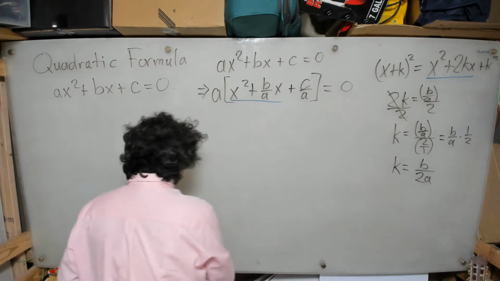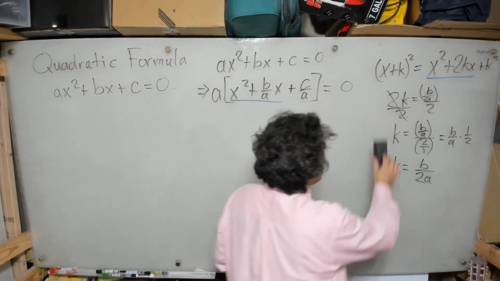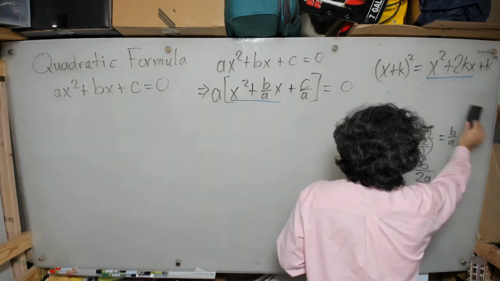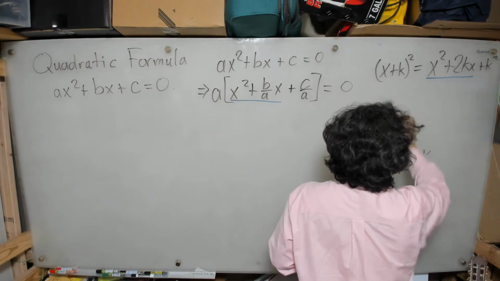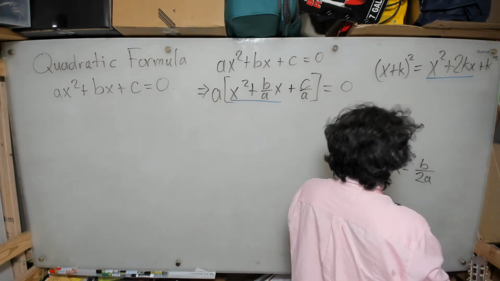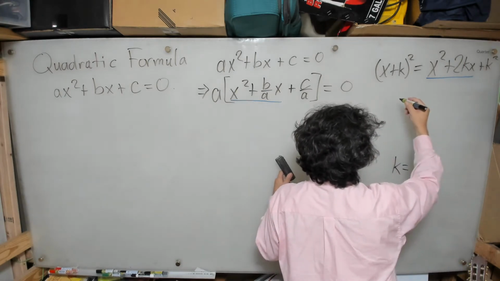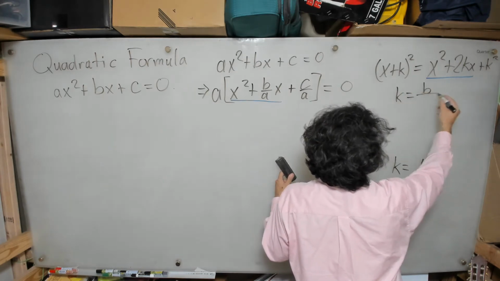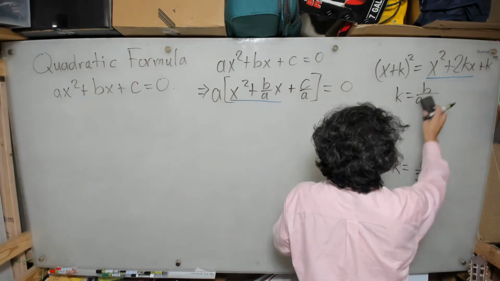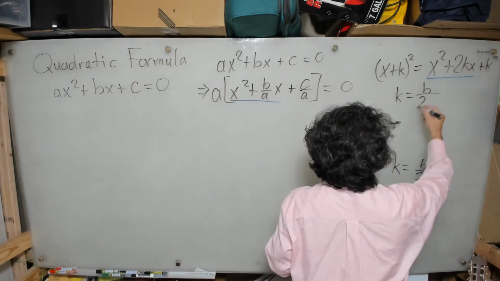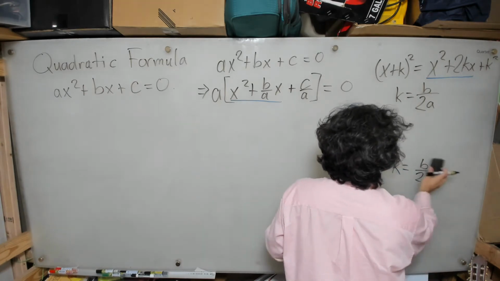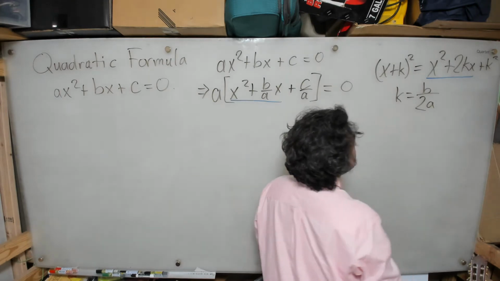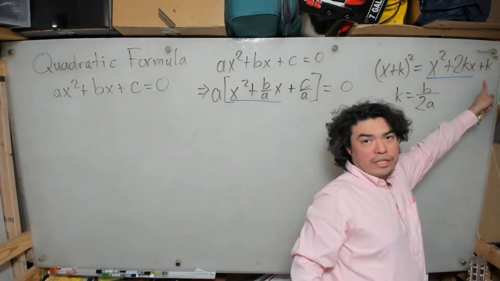Let me summarize that here so that we can continue doing this development. We have just seen that as far as this consideration is concerned, k is going to equal b over 2a. Moreover, let me take this moment to calculate what the k squared is going to be.